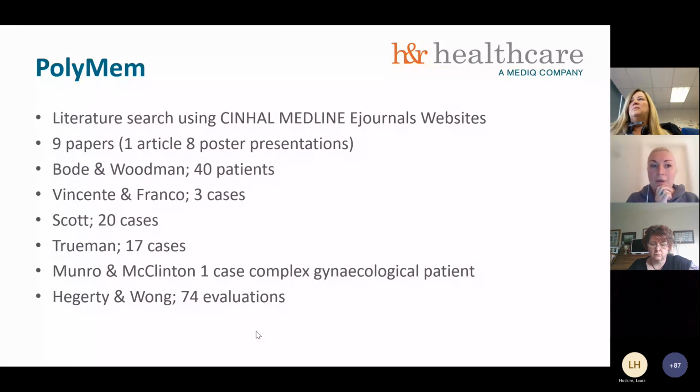So let's have a look at PolyMem in the same train of thought as we have with some of the evidence in the Society of Radiographers guidelines. A literature search was performed using CINAHL, Medline, e-journals, online, and ongoing clinical trials to try and establish the evidence. And I don't know whether that number will surprise you or not. It didn't surprise me, but I found 9 papers relating to PolyMem and the use in radiotherapy-induced skin reactions. So 1 article and 8 poster presentations.